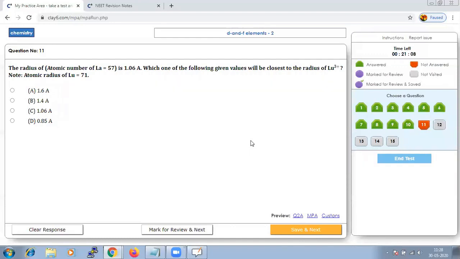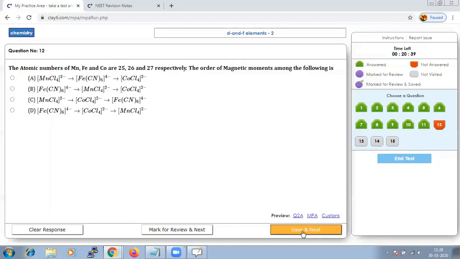The ionic radii of Ln3+ reduce from La to Lu because of the lanthanide contraction. Hence, the lowest value should be the one that is close to Lu3+. Among the given options, the lowest value is 0.85, so this should be the answer. Let us save that and go to next.